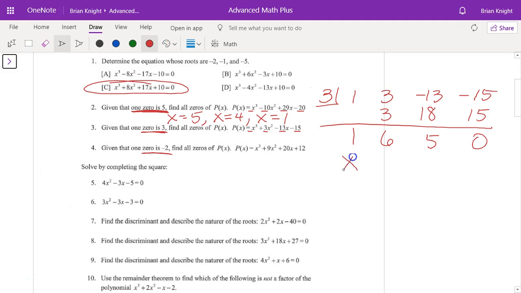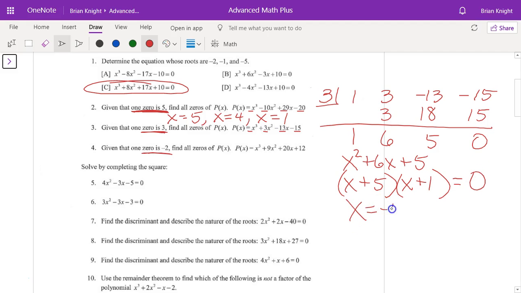So that leaves x squared plus 6x plus 5. And you need two numbers that multiply to be 5 and add up to 6. Positive 5, it's got to add up to positive 6. So positive 5 and positive 1. And then you set them equal to 0. You do get negative 5 and negative 1. So on this one, x is 3, negative 5, negative 1, okay?